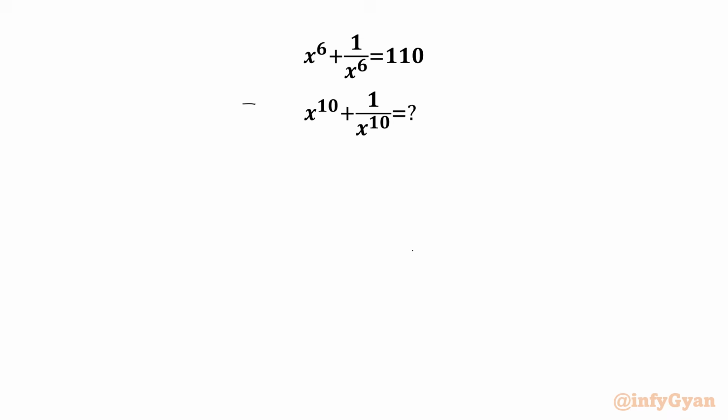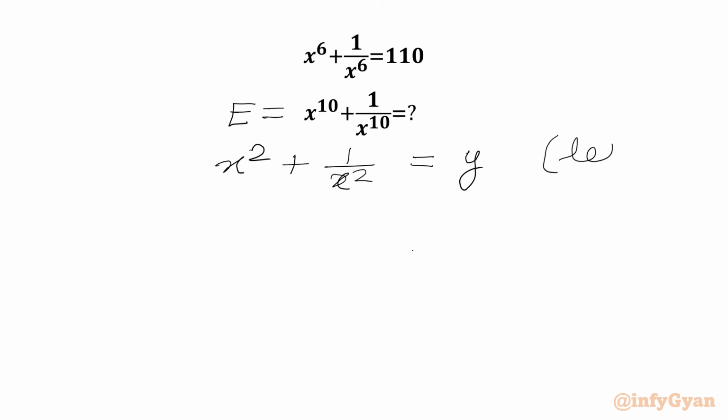Let us assume the required expression is E. Now we will consider x square plus 1 over x square equal to y. Now I am going to cube both sides. So I will write (x square plus 1 over x square) whole cube equal to y cube.